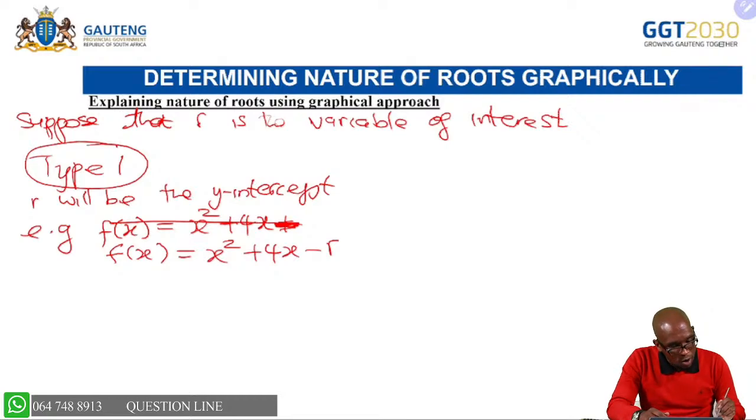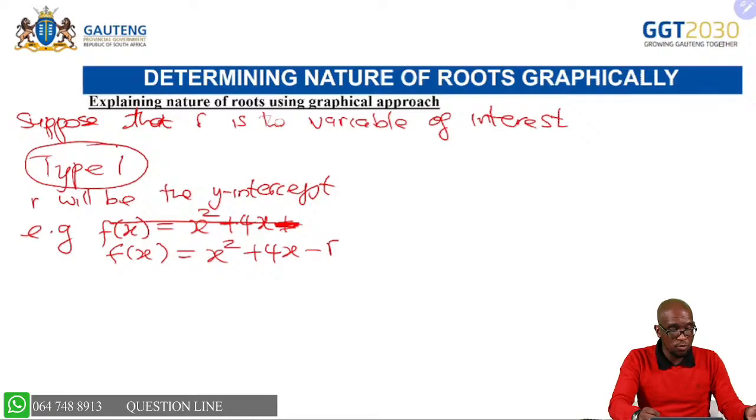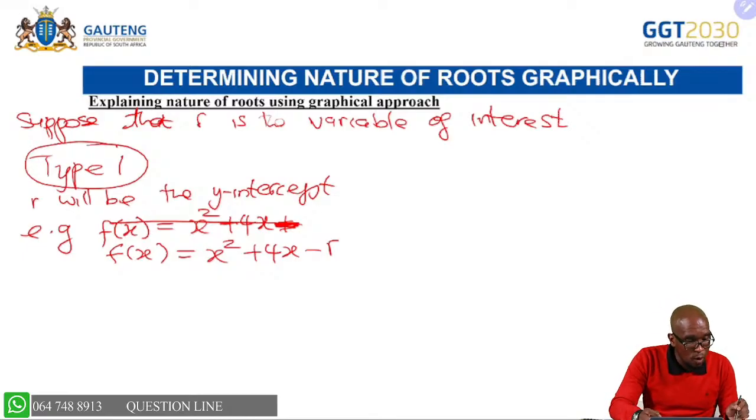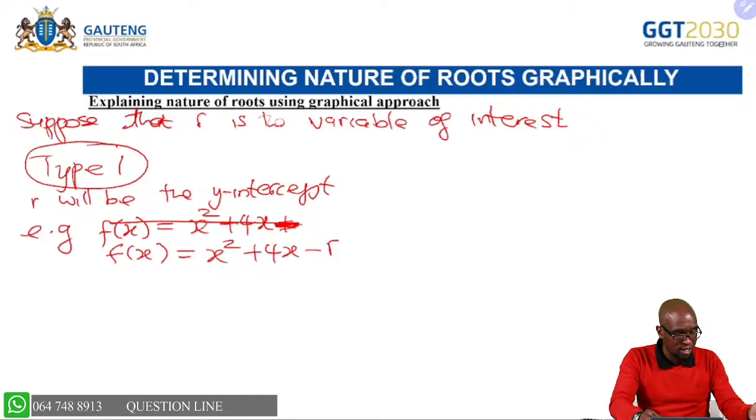If you check now, r is where we normally have our y-intercept. That is where r is. That is where we find r. So that would be type 1. r would be the y-intercept. And if r is the y-intercept, you want to know what happens to the value of r as the roots behave in a specific manner that would be given in the question.